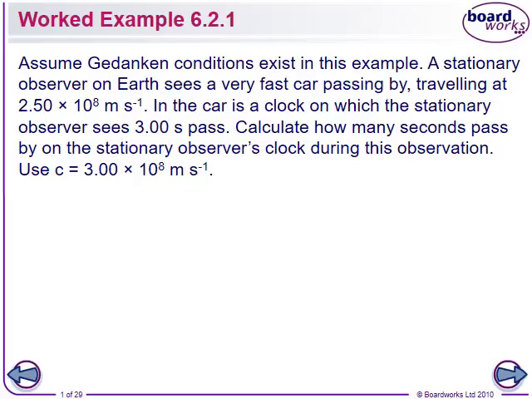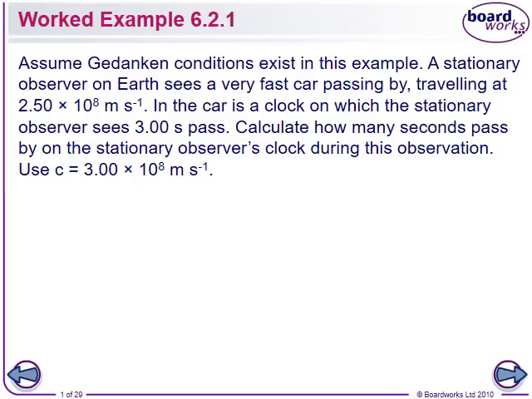A stationary observer on Earth sees a very fast car passing by, travelling at 2.5 times 10 to the 8 meters per second. In the car is a clock on which the stationary observer sees 3 seconds pass. Calculate how many seconds pass by the stationary observer's clock during this observation. Use c equals 3 times 10 to the 8 meters per second.